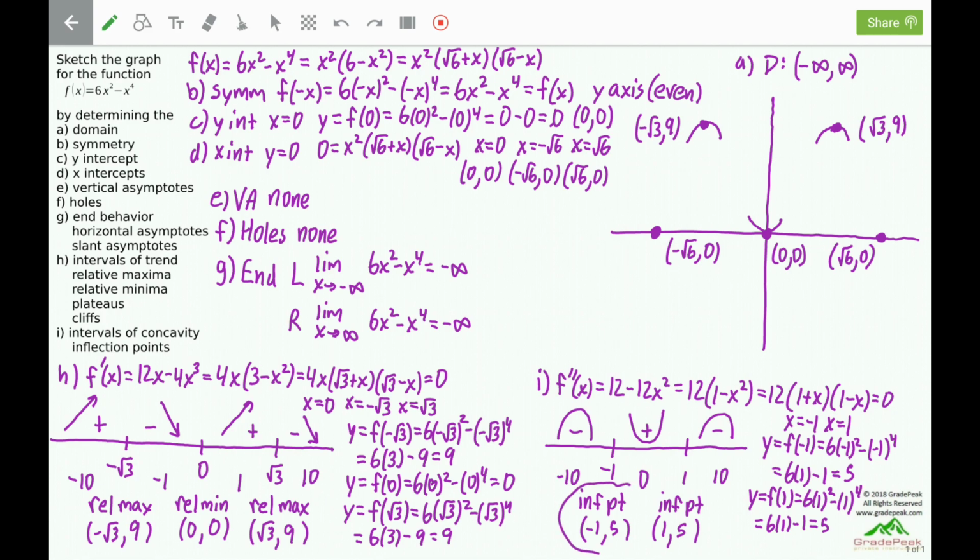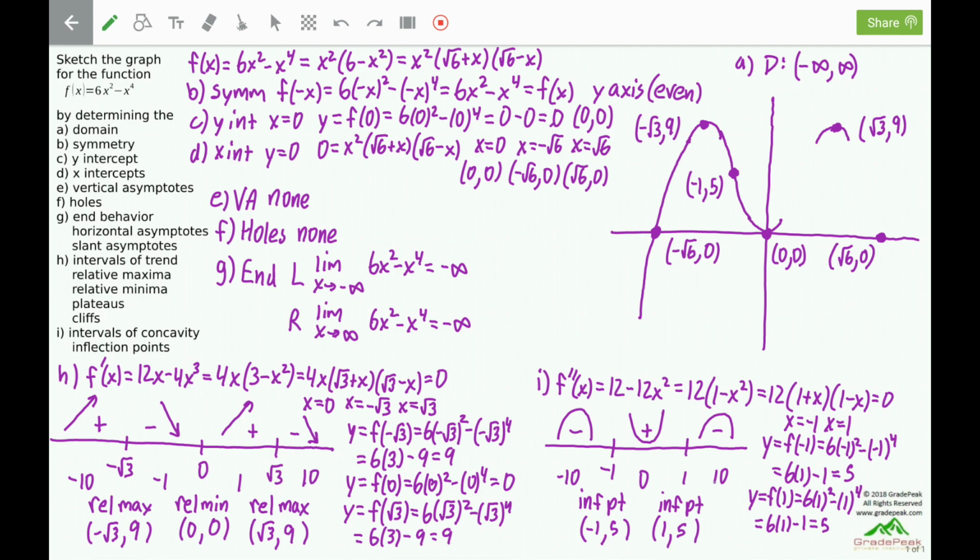We have an inflection point at -1, 5. That'll be somewhere about right here. We can label it as -1, 5. And that's going to be where the concavity changes from being concave down on the left. So on the left it's going to be curving down the entire time, kind of curved down like so. And then beyond this inflection point, it's going to become concave up and start curving upward instead. So we can connect that together.